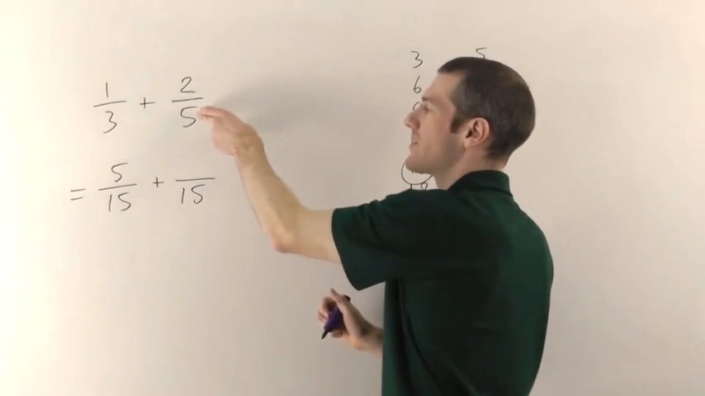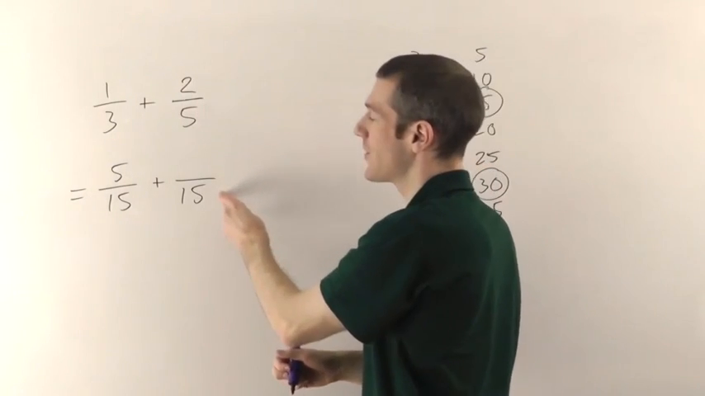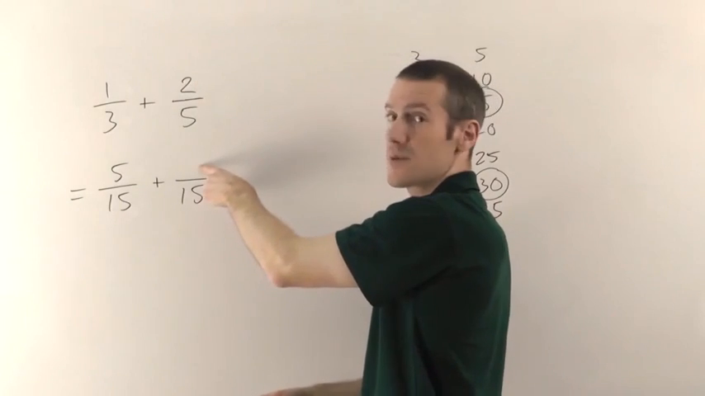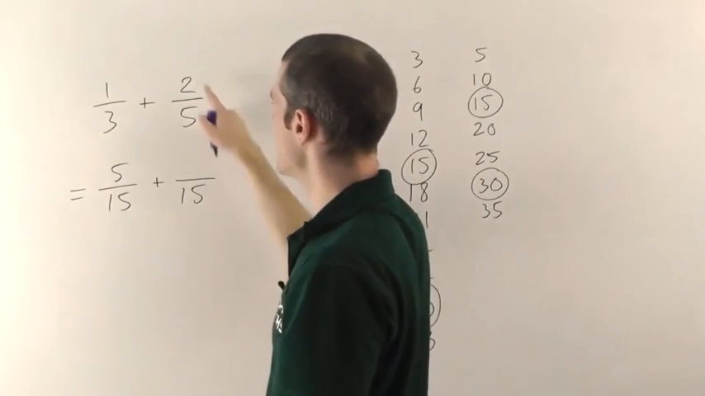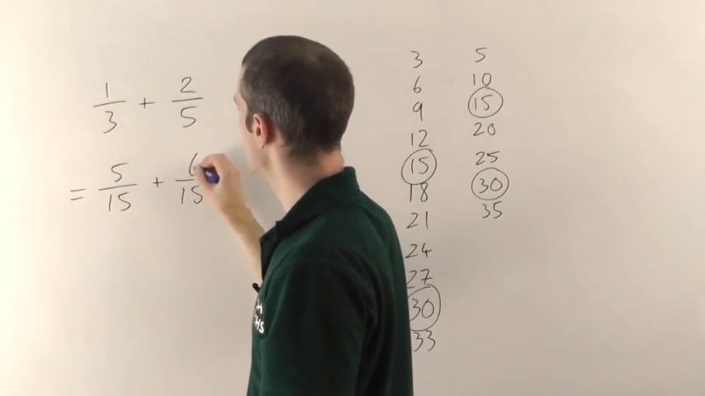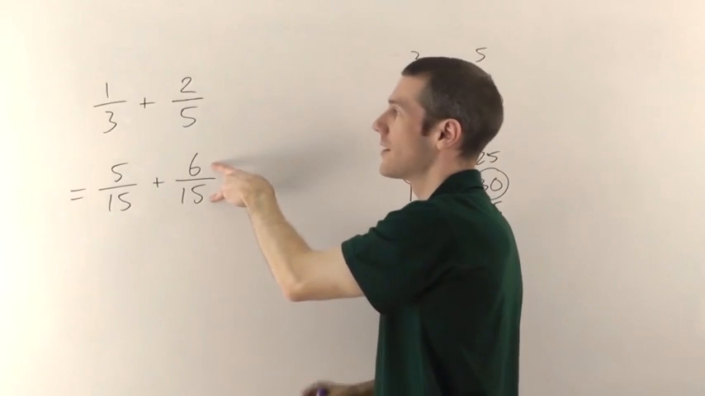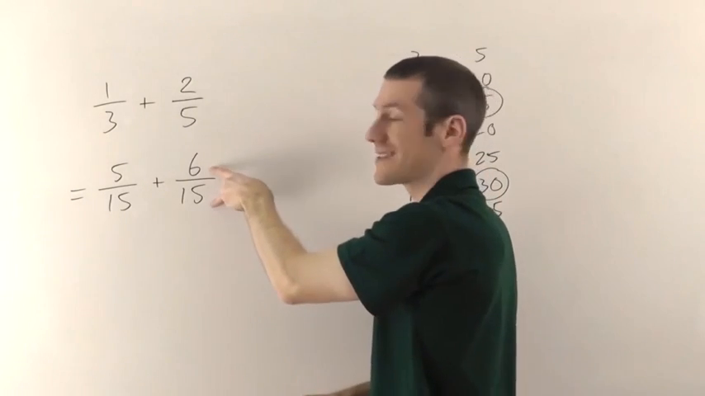Here, I'm having to times the bottom, the 5, by 3 in order to get 15. So I must times the top by 3 as well. So 5 times 3 is 15, 2 times 3 is 6. So I've times the top and the bottom of this by 3, so 2/5 is the same as 6/15.